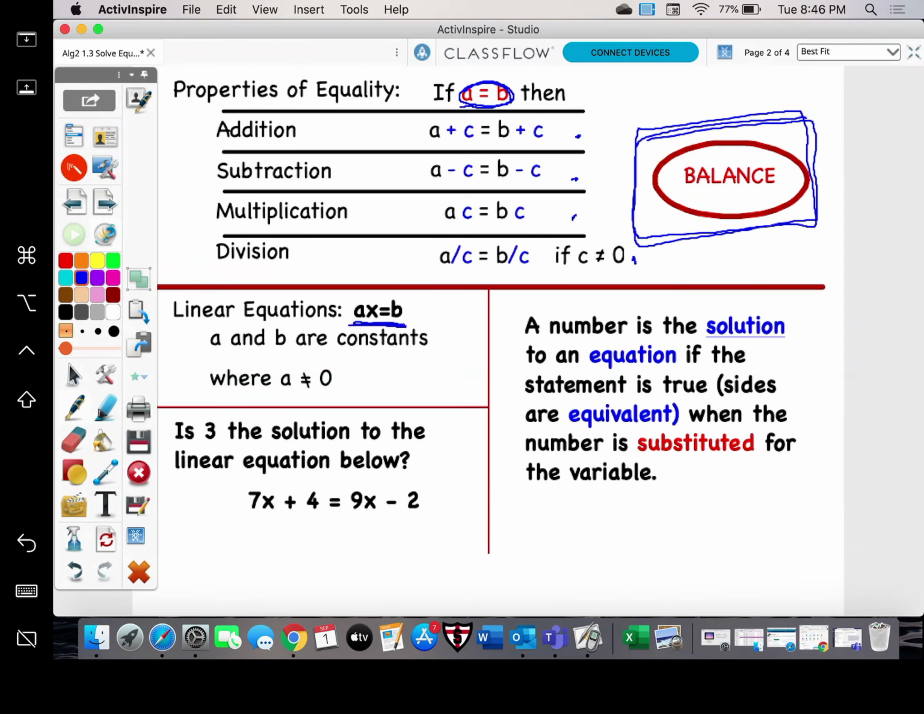So linear equations are always of the form ax equals b. So no exponents on that variable. You can have addition on both sides, things like that, but no x squareds or anything weird like that.